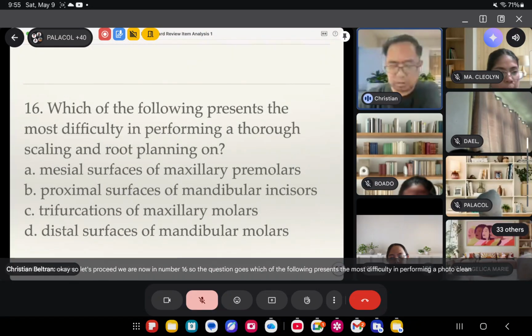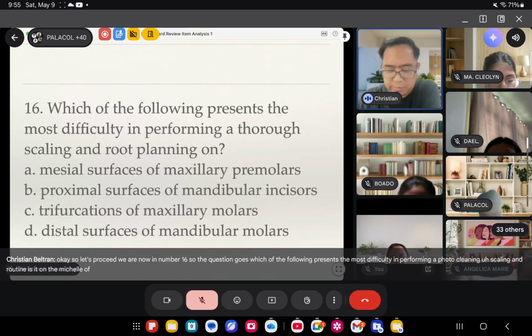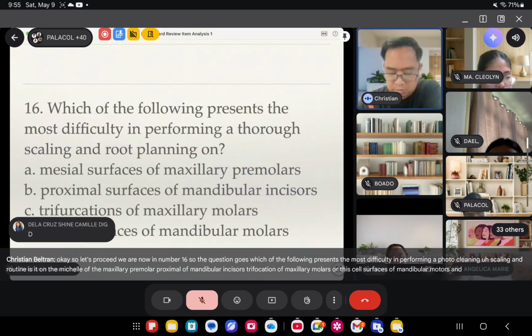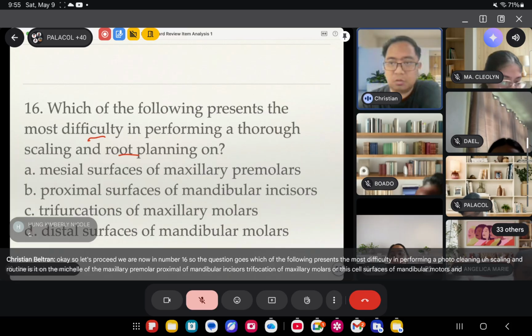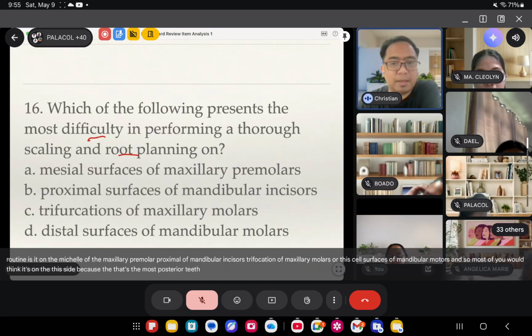Thorough cleaning, scaling, and root planing? Is it on the mesial of the maxillary premolar, proximal of mandibular incisors, trifurcation of maxillary molars, or distal surfaces of mandibular molars? Saan daw mahirap yung root planing? So most of you would think it's on the distal because that's the most posterior teeth, diba?